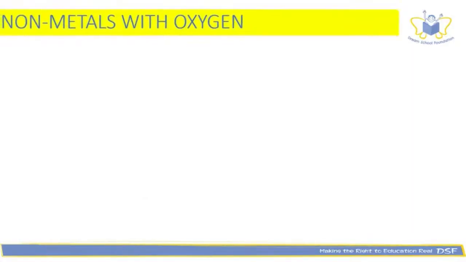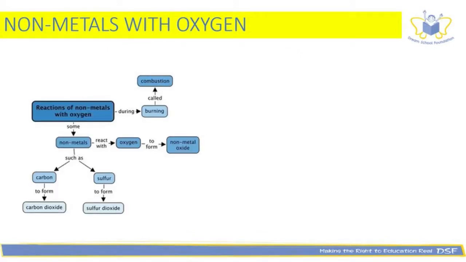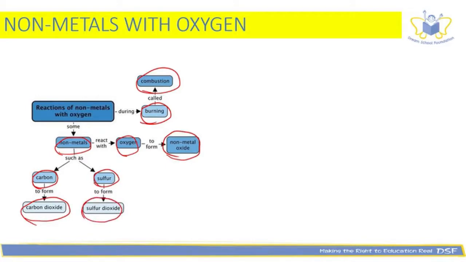Let us look at how nonmetals react with oxygen. Reaction with oxygen means burning, and basically it is combustion, right? Nonmetals react with oxygen to give you nonmetal oxides. So when a nonmetal like carbon reacts with oxygen, we get carbon dioxide. When sulfur reacts with oxygen, you get sulfur dioxide, both of which are acidic in nature.